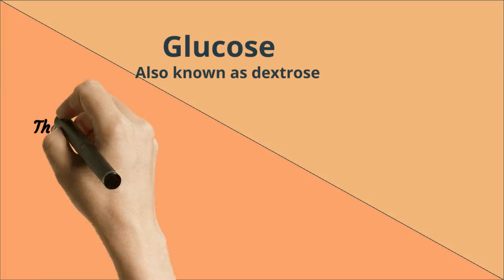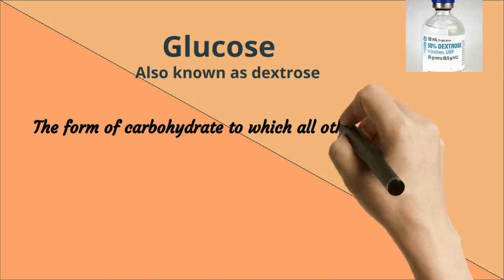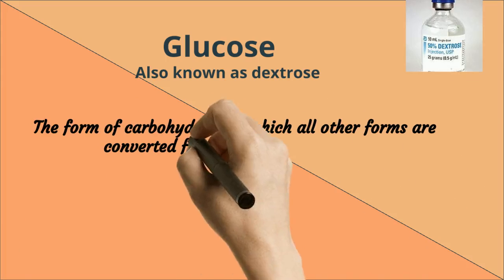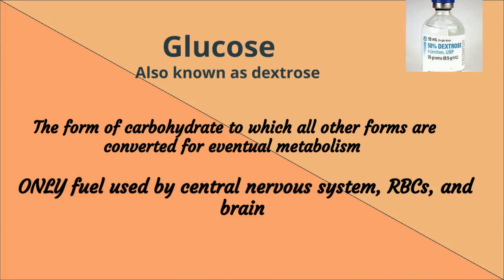Glucose is a monosaccharide that is also known as dextrose. It is the form of carbohydrate to which all other forms are converted for eventual metabolism. It's naturally found in berries, grapes, sweet corn, and corn syrup, and is the only fuel used by the central nervous system, brain, and red blood cells.